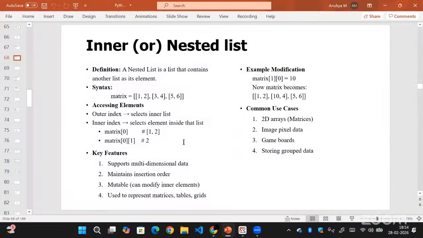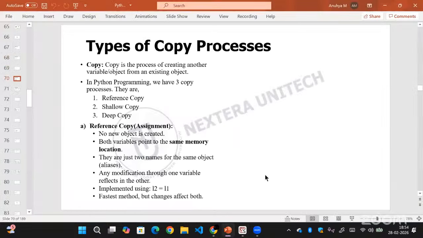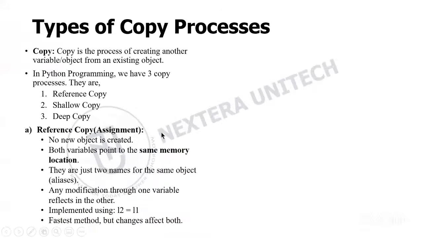Now we're going to learn about copy processes. There are three types of copy processes. Copy is a process of creating another variable or object from the existing object. Copy means you will be doing copy-paste, right? Control C. It will take one file and copy all the content of that file into another file.